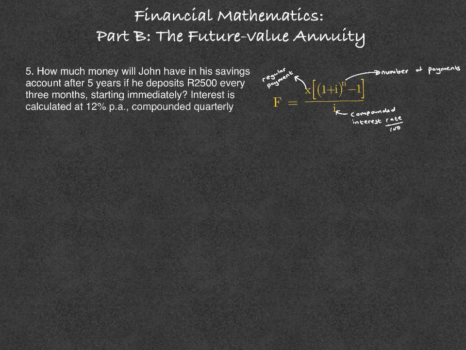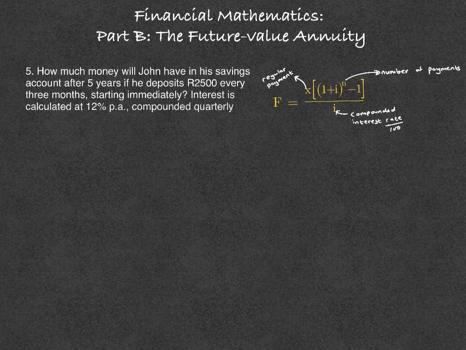I would also recommend that you do question 5 on your own. So how much money will John have in his savings account after 5 years if he deposits £2,500 every 3 months starting immediately? Interest is calculated at 12% per annum, compounded quarterly. See if you can manage to do this on your own. So could you pause the video now? Pause the video, and then mark it.